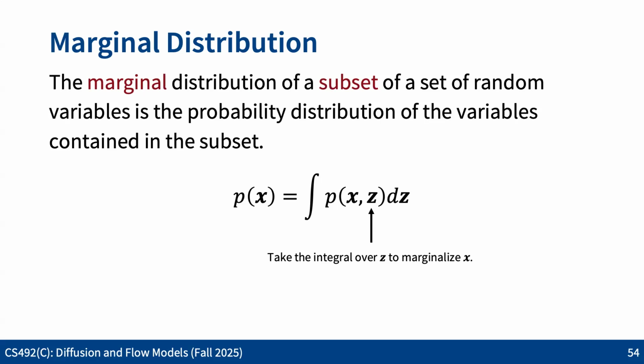So marginal distribution is the distribution for a subset of the variables. When you have multiple random variables, given this joint distribution, the process of getting the distribution for a subset of the variables is called marginalization. When you have two variables like X and Z here, if we take the integral over Z, this becomes the marginalization for X. Basically, we get the probability distribution not for those two, but only for X here, right? So that's the process that we're going to call marginalization.